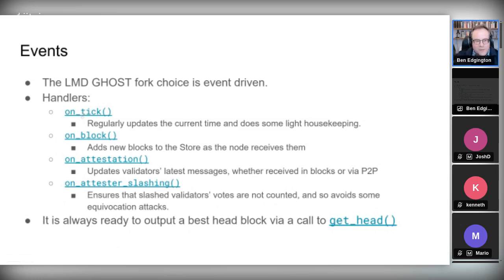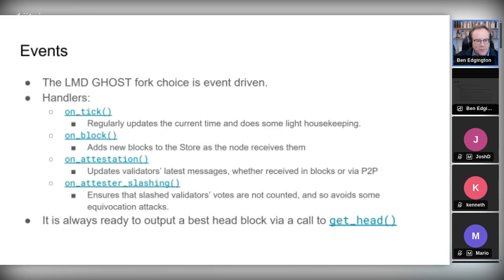And because it's event driven, the fork choice is always ready to output a best head block anytime I want to call it. If I need to make an attestation or build a block and I need to know what to attest to or where to build, I just call the get_head function on fork choice and it will spit out a block and say, there you go, attest to this, build on this, and I'm done. That's whistle-stop intro stuff.